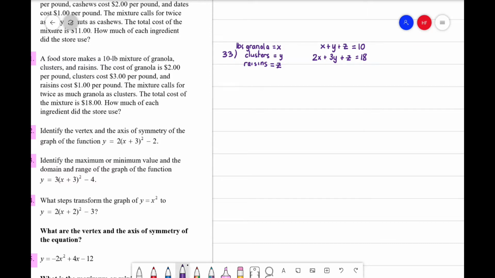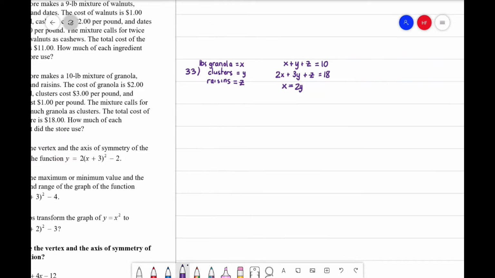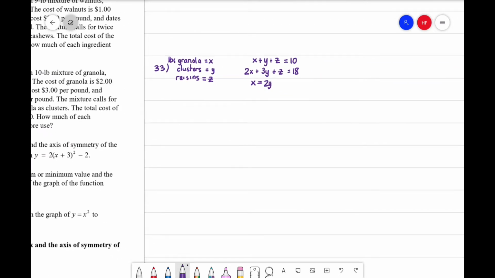And then the last one is the mixture calls for twice as much granola as clusters. So the number of pounds of granola will be twice the number of pounds of clusters. Clusters is Y. So the granola will be twice the amount of clusters. So we need to solve to find out how much of each ingredient the store used. If you have the calculator software, then you can solve that using the software, and it will tell you what each of your variables equals. Or you can do it by hand. It's completely up to you at this point.